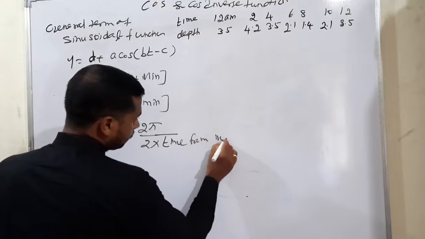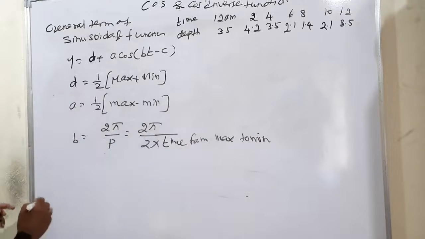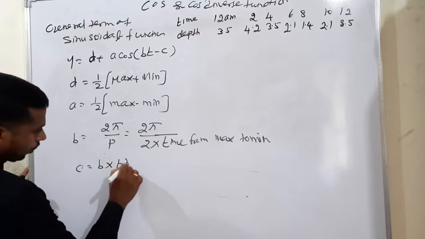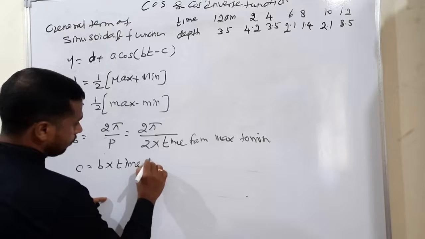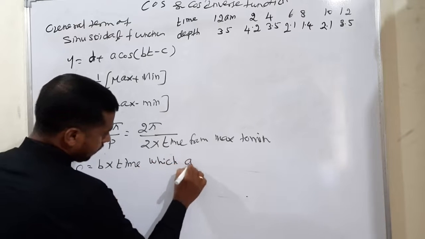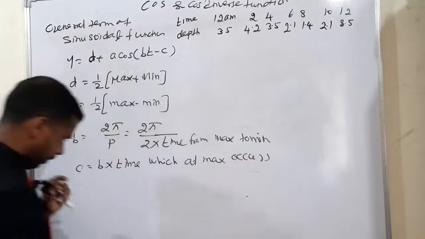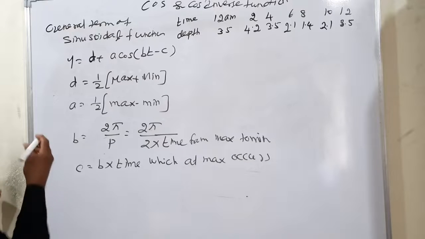So time from maximum to minimum. Then C means B into T, where T is the time at which the maximum occurs. Okay, now one by one we have to find out, first.